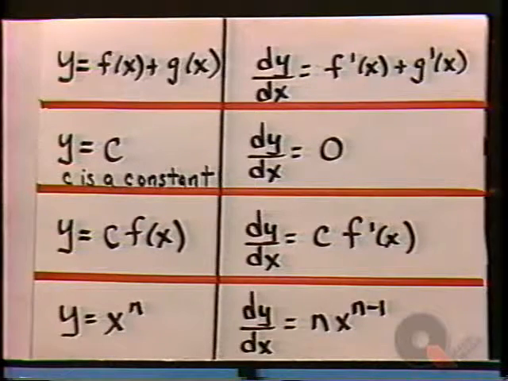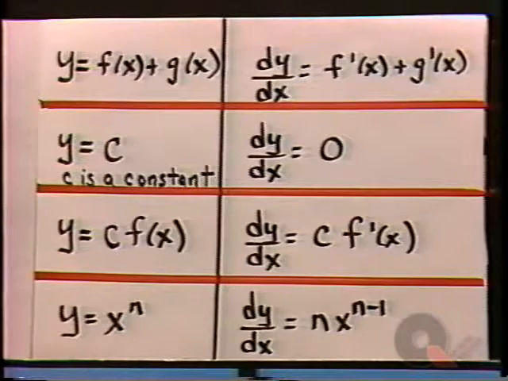Okay, the first of these rules says that if y equals f of x plus g of x, dy/dx is f prime of x plus g prime of x. In other words, the derivative of a sum of 2 functions is equal to the sum of the derivatives of the individual functions. We assume, of course, that f and g are functions which are differentiable. By the way, this first rule can be extended to more than 2 functions. Actually, the derivative of a sum of any number of functions is equal to the sum of the derivatives of the individual functions.